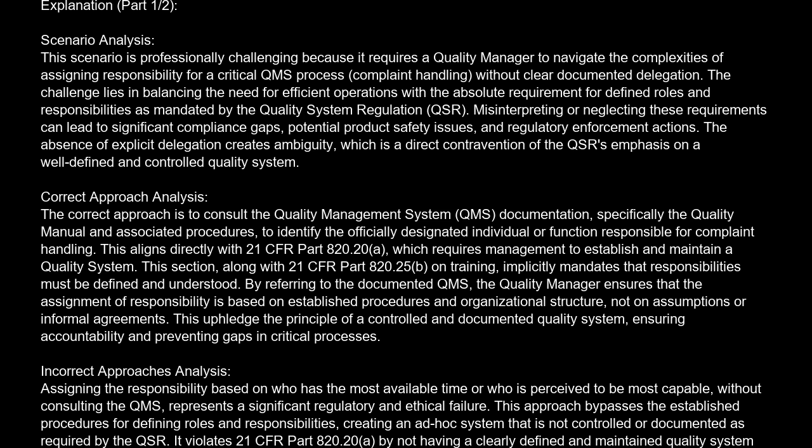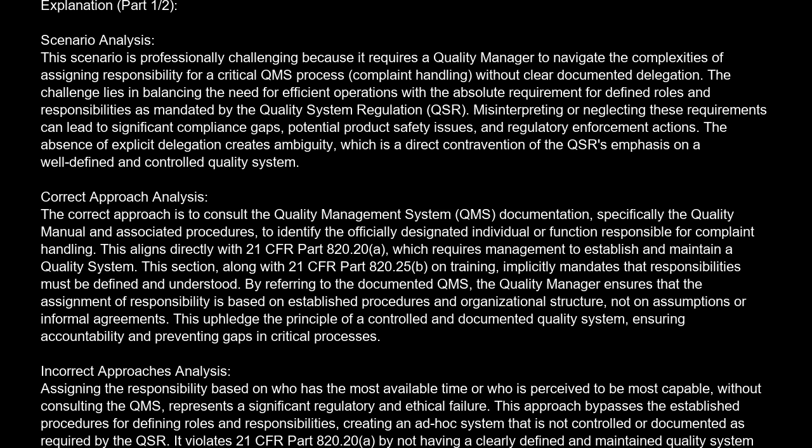By referring to the documented QMS, the quality manager ensures that the assignment of responsibility is based on established procedures and organizational structure, not on assumptions or informal agreements. This upholds the principle of a controlled and documented quality system, ensuring accountability and preventing gaps in critical processes.